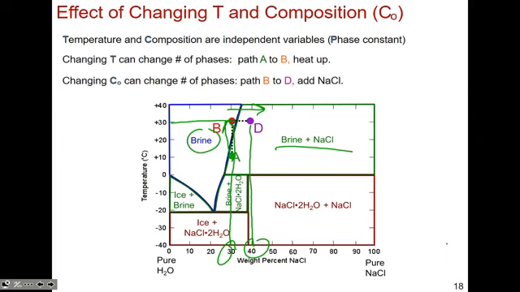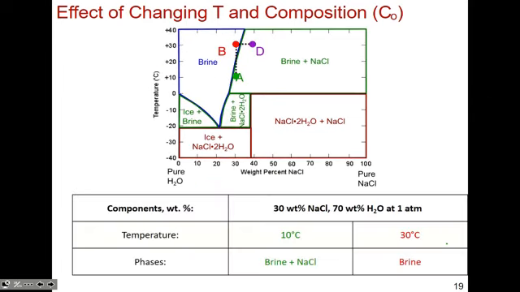Okay, so that was that. Now things are starting to get just a little bit more complicated. As I've said, you can look at different temperatures. So at 10C, you have ice and brine. That's here at 30 weight percent.